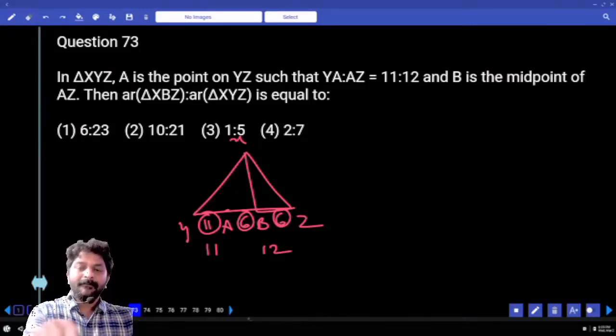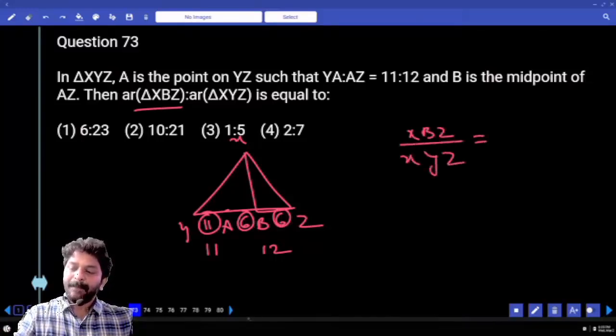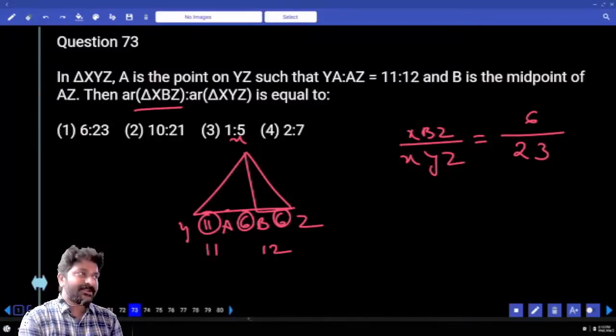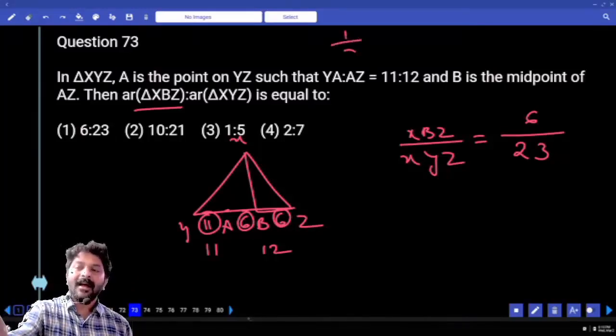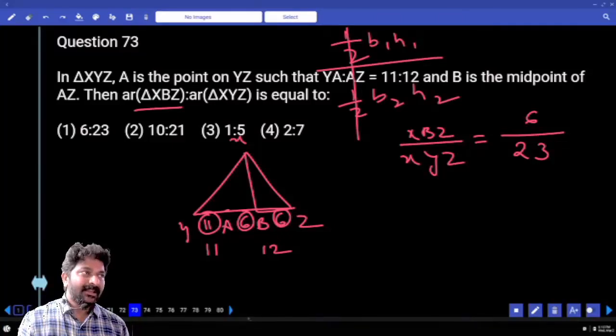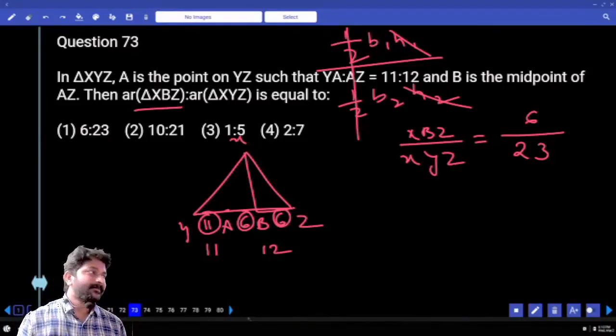For triangle XBZ, XYZ, base value 6. And here it is 23. Base ratio is going to be their area ratio. ఎందుకంటే half B1 H1 by half B2 H2 వేస్తాం. హాఫ్ క్యాన్సిల్ అయిపోతాయి. రెండిటికి హైట్ సేమే కాబట్టి హైట్ కూడా క్యాన్సిల్ అయిపోతుంది. కాబట్టి ఏరియా రేషియో అన్నా బేస్ రేషియో అన్నా ఒకటే. ఓకేనా?